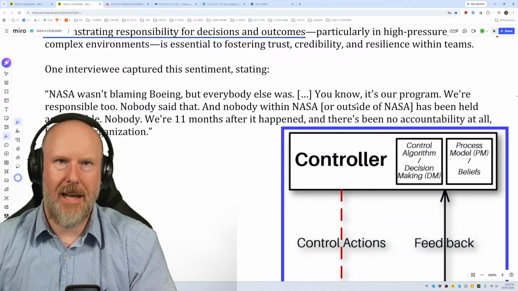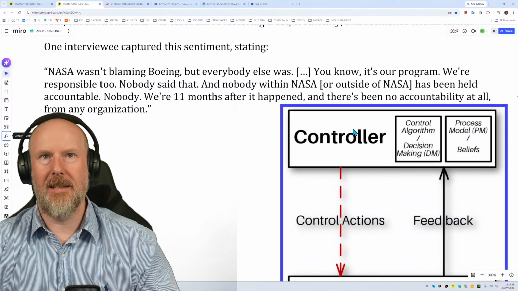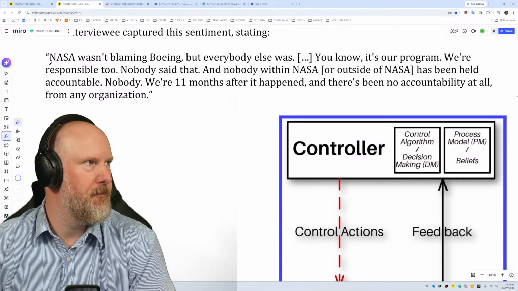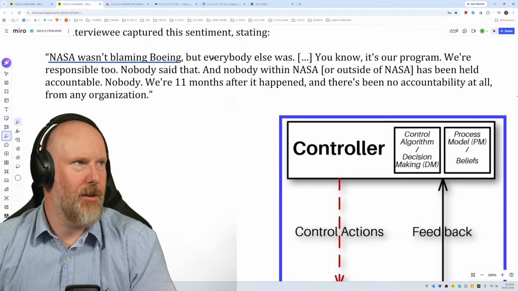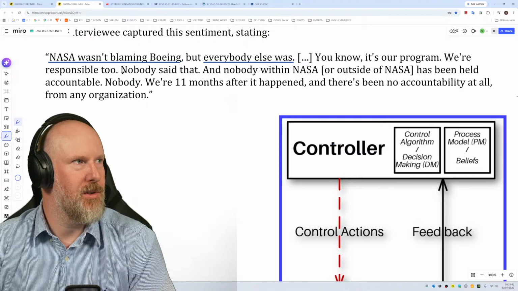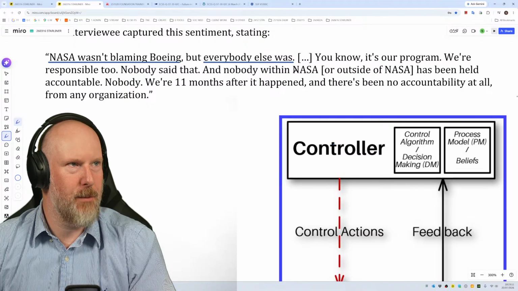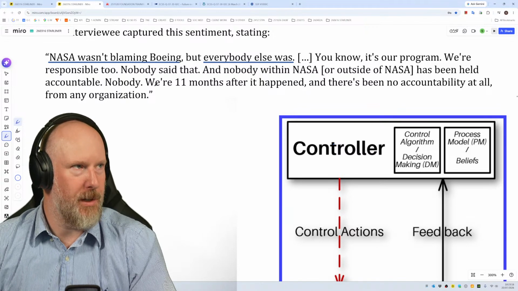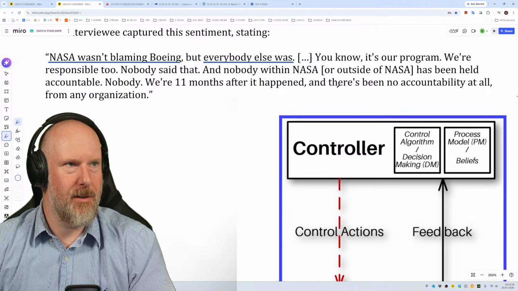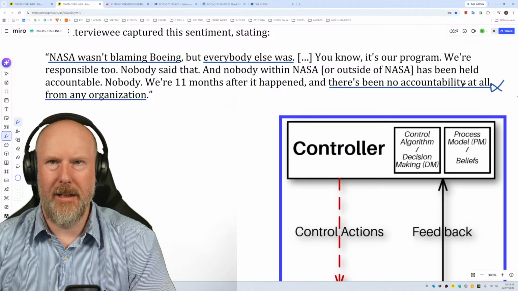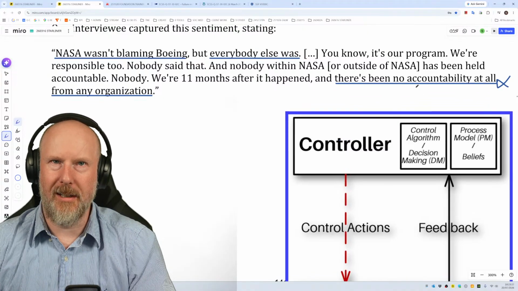One interviewee captured this sentiment, stating, NASA wasn't blaming Boeing, but everybody else was. Okay. You know, it's our program. We are responsible too. Nobody said that, and nobody within NASA or outside of NASA has been held accountable. Nobody. We're 11 months after it happened, and there's been no accountability at all for any organization. Right. I mean, that's quite interesting.